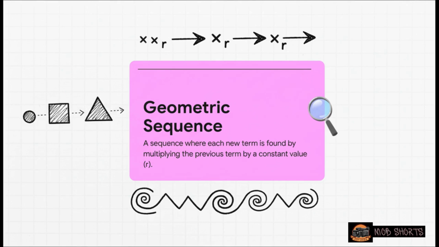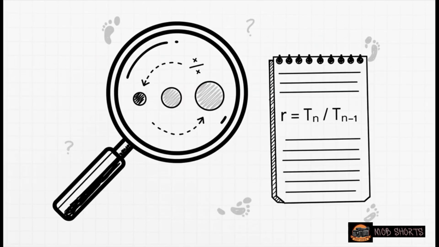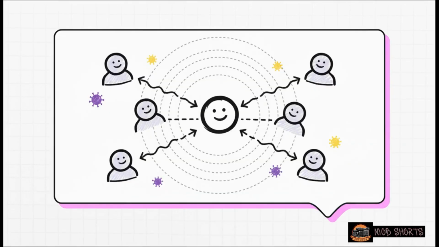So how can you be sure you're actually looking at a geometric sequence? Well, think of this formula as your detective tool. To find that constant ratio r, all you have to do is pick any number in the sequence and divide it by the one that came right before it. If you get the same answer every single time, no matter which pair you choose, boom, you've got a geometric sequence on your hands.